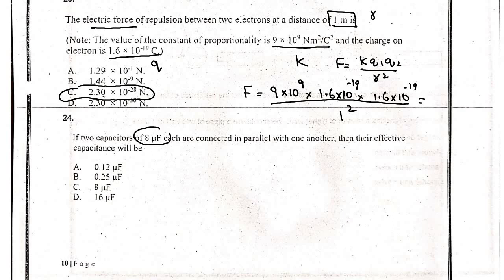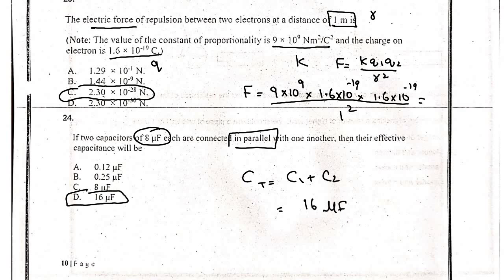If two capacitors of 8 microfarad are connected in parallel, the total capacitance in a parallel combination will be C1 plus C2. So the correct answer will be 16 microfarad. So option D is the right answer.